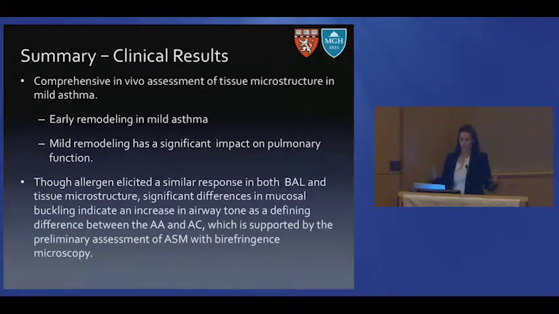And what was interesting is that although the allergen elicited a similar response in both the lavage and microstructure of the groups, the big significant difference in mucosal buckling indicated that it's likely airway tone is the defining difference, at least in what we were observing between the allergic asthmatics and the allergic controls. And that's also supported by the preliminary work that we did looking at the airway smooth muscle directly.